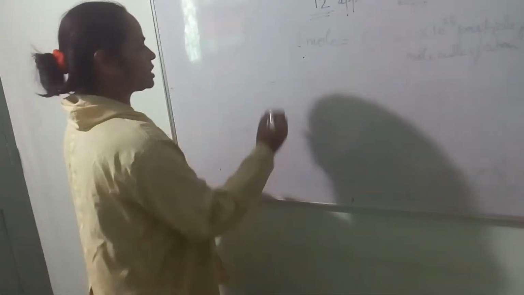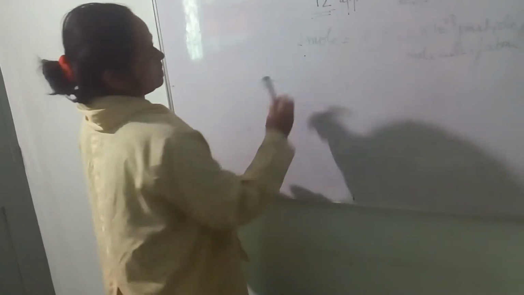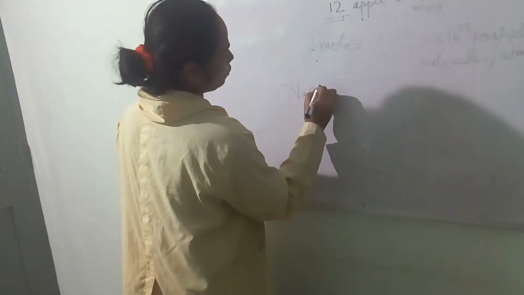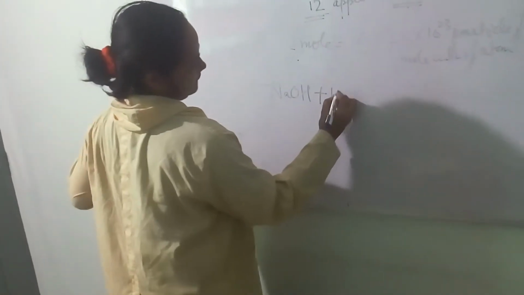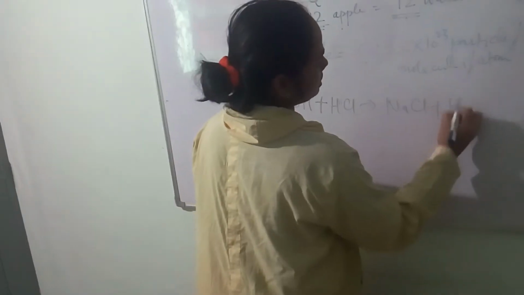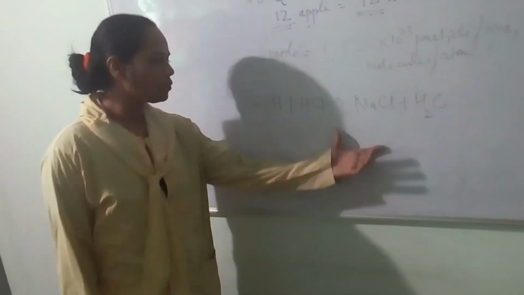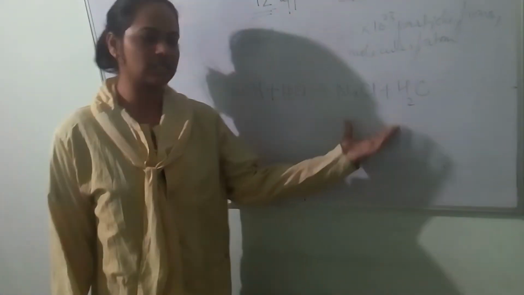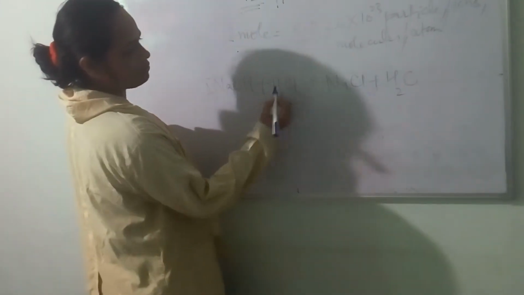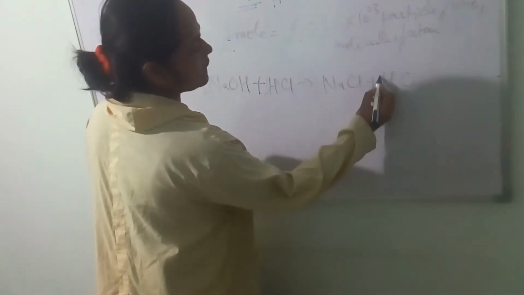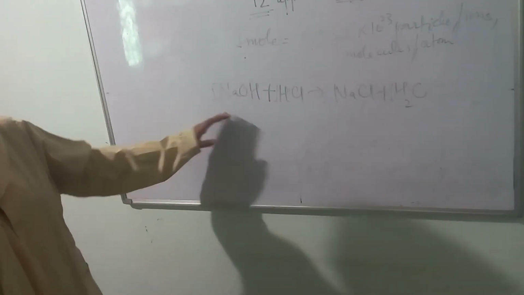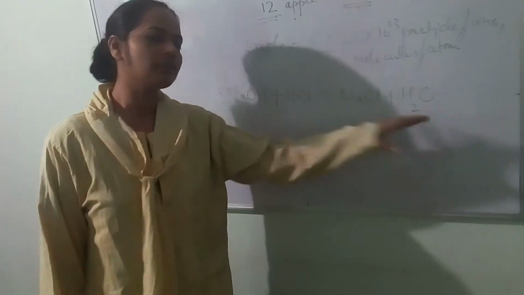Suppose I am taking one equation, the simplest equation: NaOH + HCl gives NaCl + H2O. This is a very simple equation. Here in this equation, 1 mole of NaOH is there, 1 mole of HCl is there, 1 mole of NaCl is there, and 1 mole of H2O is there. So 1 mole of each and every substance we have taken.